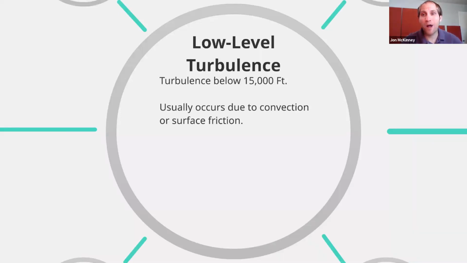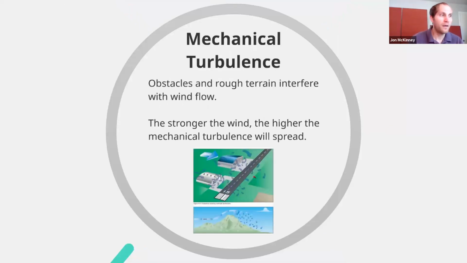Okay, we're talking now about low-level turbulence. It's defined as turbulence that is below 15,000 feet, usually occurs due to convection or surface friction. Low-level turbulence. This is predominantly what we're going to see in our airplanes. Mechanical turbulence. Obstacles, maybe rough terrain, interfere with the wind flow. The stronger the wind, the higher the mechanical turbulence will spread.